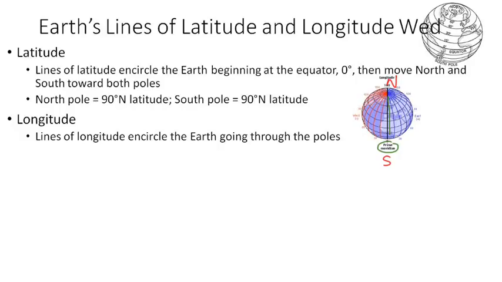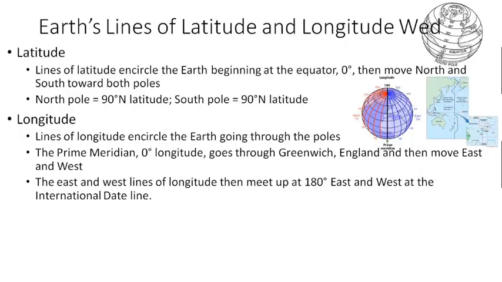And then on the other side, if I were to go kind of opposite the prime meridian this way, that is what we call the international date line. So the way it works is you go east and you go west of the prime meridian, okay? And they meet over at the international date line at 180 degrees. So like I said, the 0 longitude goes through what's called the prime meridian, Greenwich, England.